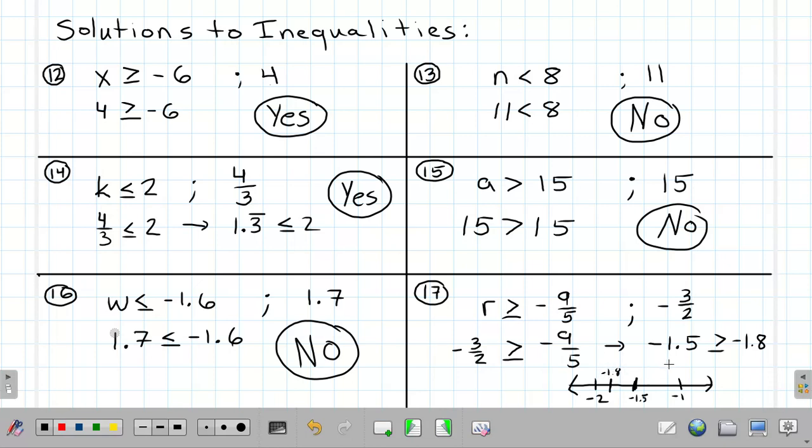closer to right here. So if you really wanted to figure this out, if you know where they are on the number line, they're both between negative 2 and negative 1, but then you need to know where they are in relation to each other. And in this case, negative 1.5 is to the right of negative 1.8, so that means negative 1.5 is bigger than negative 1.8. So the answer here is yes.